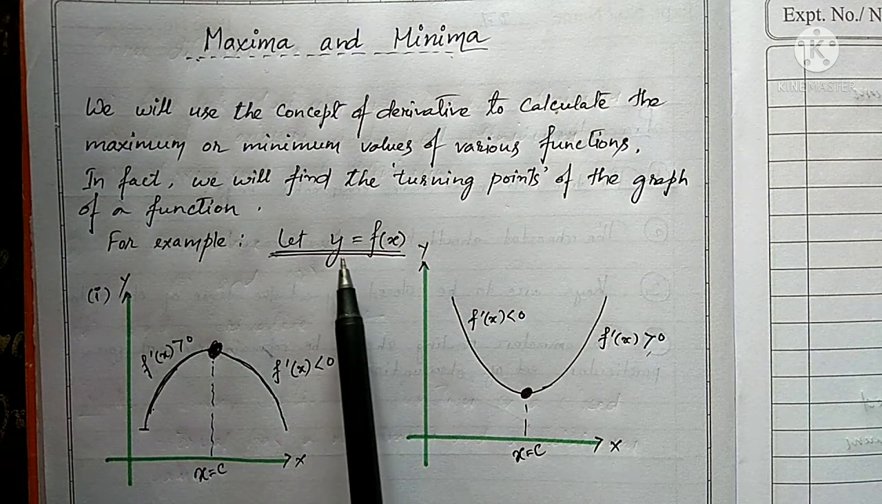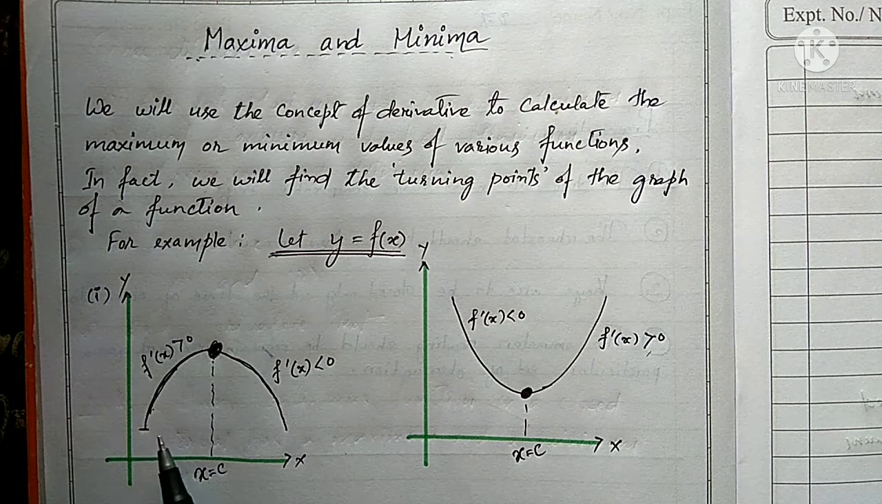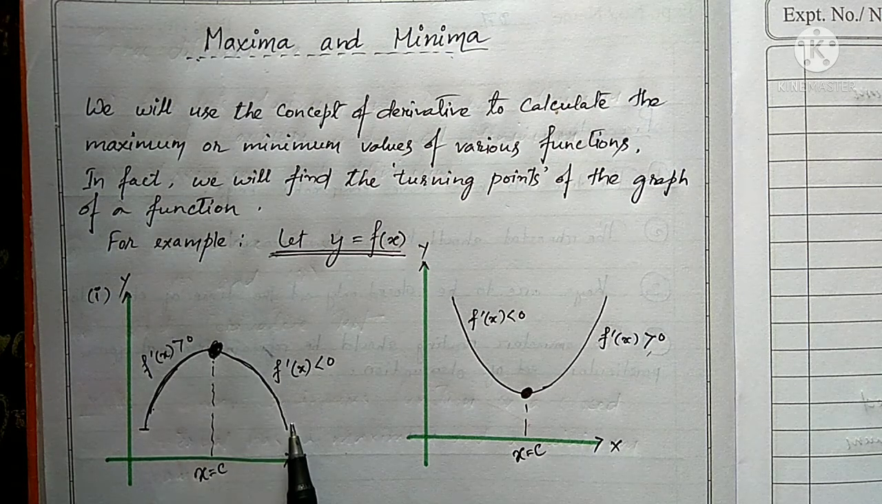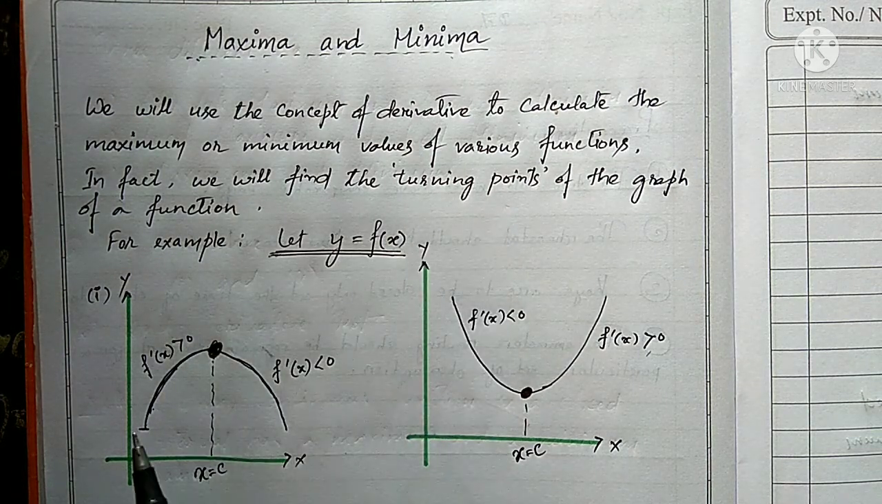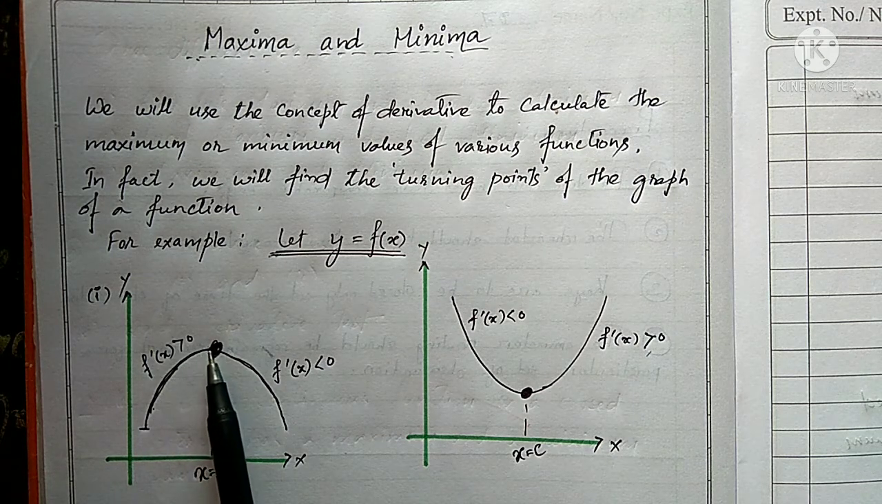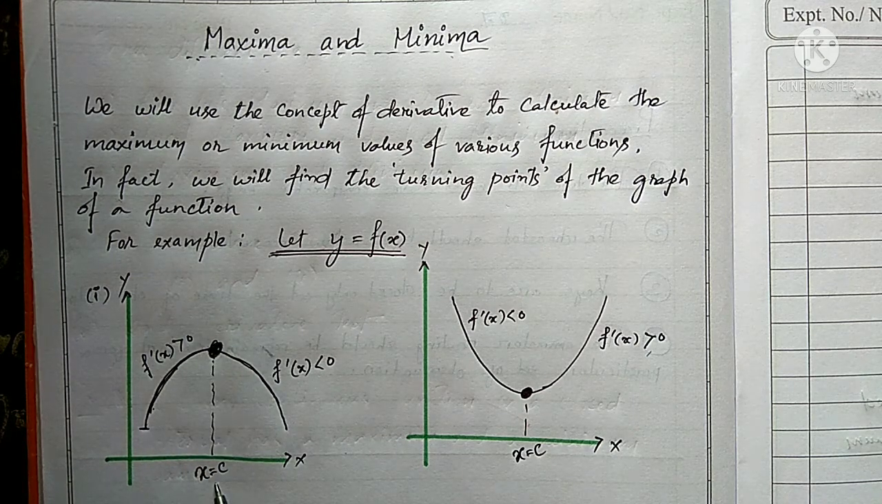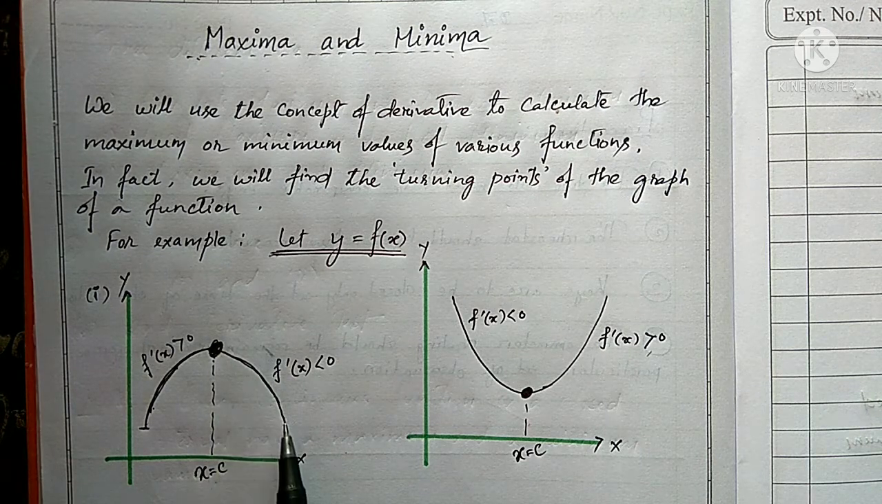We consider a graph y equal to f(x). Suppose the graph we have drawn is like this. We will find the turning points. Turning point means, if you see in this graph, where it turns. From here the graph starts, moving in this way, and at this point, x equal to c, which may be any value, c is a constant, it may be positive or negative, the graph turns.